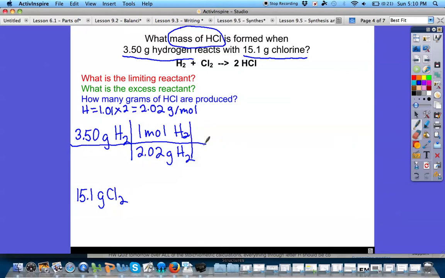And then we're going to need our mole to mole ratio between hydrogen and hydrochloric acid. So we're going to look at our chemical equation. We have 1 mole of hydrogen and 2 moles of hydrochloric acid.